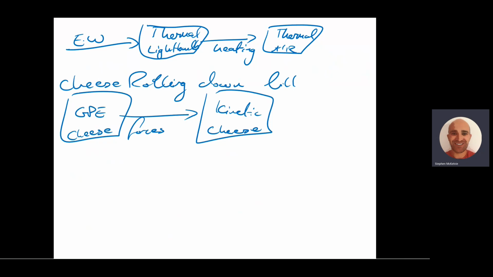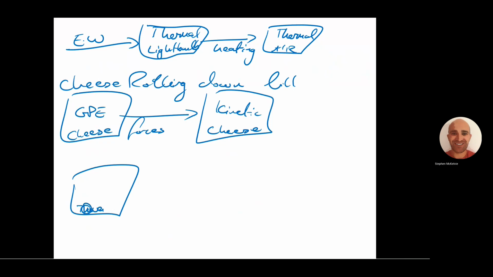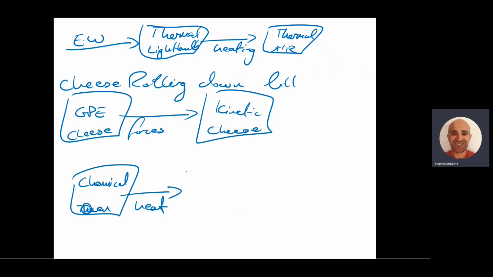If I then put the cheese into an oven, there will be a chemical store in the oven, a food or a fuel that is making the oven heat. It can be transferred by heating to the cheese, so it increases its thermal store.